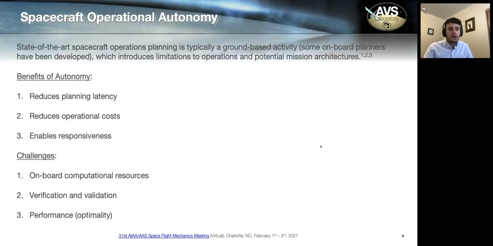On to the motivation. Spacecraft operational autonomy offers several benefits, including reduced planning latency, reduced operational costs, and more responsiveness to unexpected science opportunities. However, several challenges still need to be overcome. Onboard computational resources are very limited. Verification and validation needs to be performed so that we know these agents are safe in orbit. And without sacrificing those first two things, we need to know that these solutions are either optimal or near optimal to leverage the full capabilities of the spacecraft.